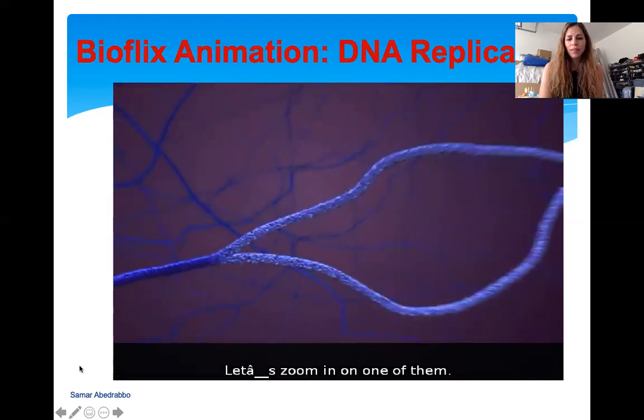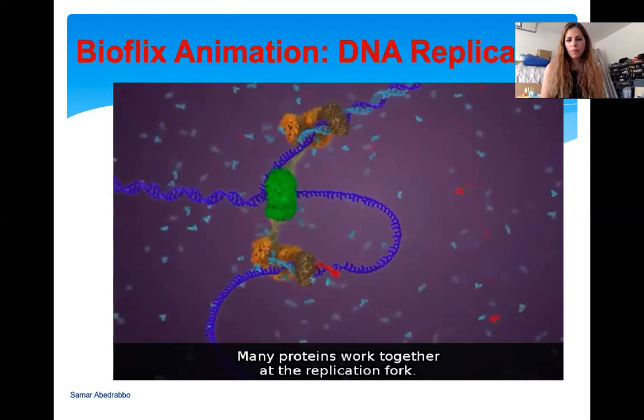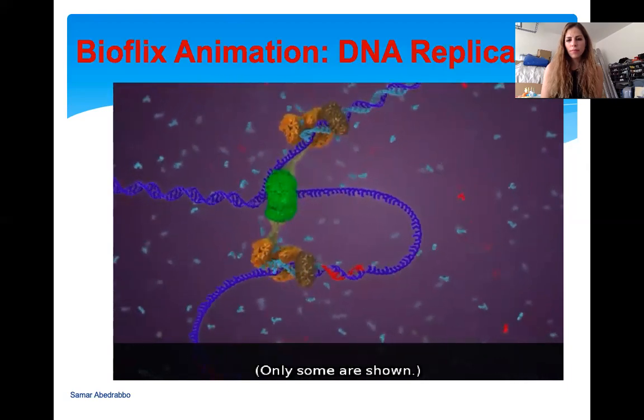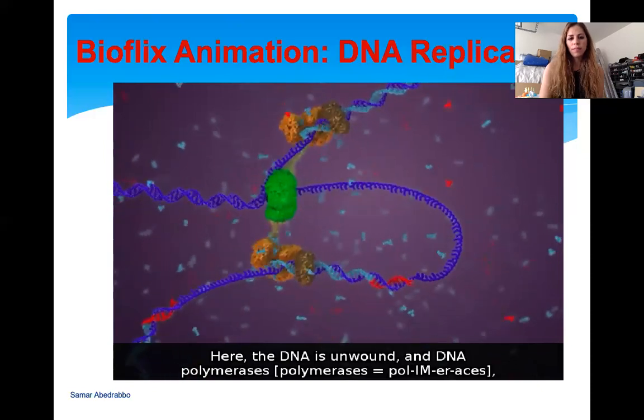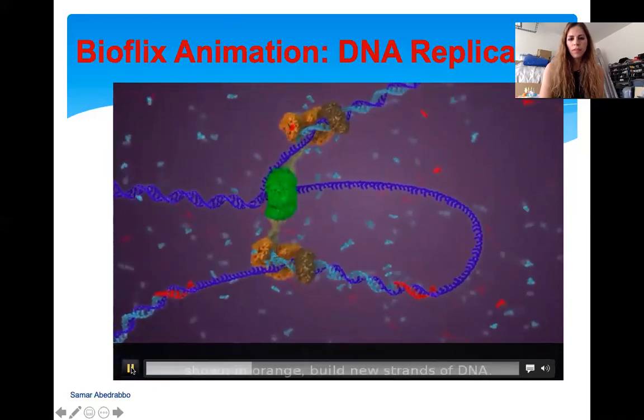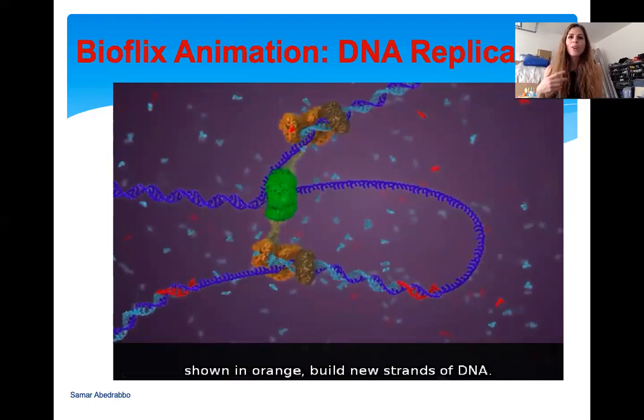Zoom in on one of them. Many proteins work together at the replication fork. Only some are shown. Here, the DNA is unwound, and DNA polymerases, shown in orange, build new strands of DNA. Remember, everything that ends in -ase, 99% of things are enzymes, so that's why she said many proteins are involved.